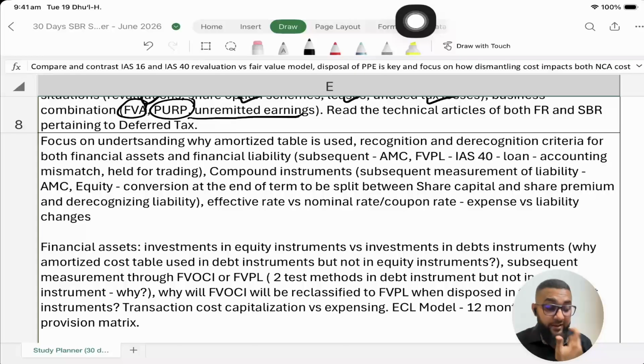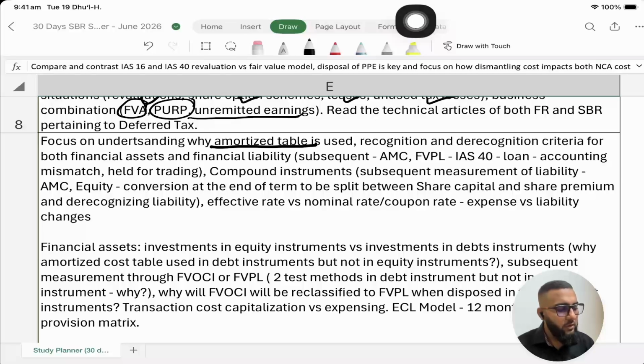So you have to focus on understanding why the amortized cost table is used, number one. We've been using the amortized table, but why do you use it? The amortized table is used from the financial liability perspective, as well as some of the financial asset perspective, but not all. When it's an investment in a debt instrument, there is an amortized cost table that comes in. So what's the purpose of the amortized table? Know that. All right. Recognition and derecognition criteria for both financial assets and financial liability. These are certain areas I am giving for you to think. When I'm asking you why the amortized table is used, I want you to ponder upon it, because once you ponder upon it and figure it out, you will remember it better.